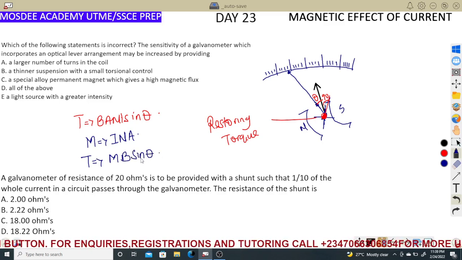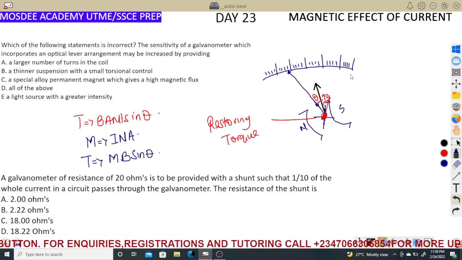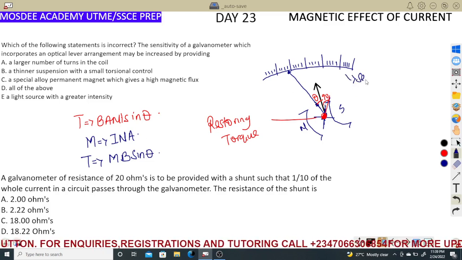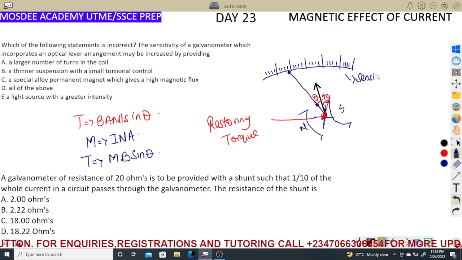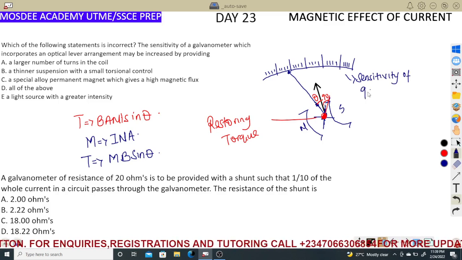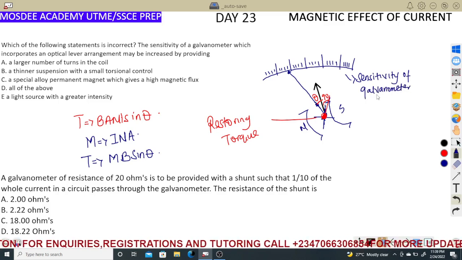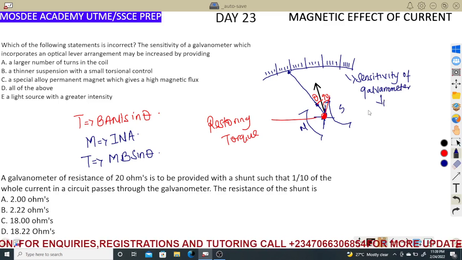Now, there are a lot of things you need to understand. When we say sensitivity of a galvanometer, it means, short concept, sensitivity of galvanometer means the tendency to measure what?